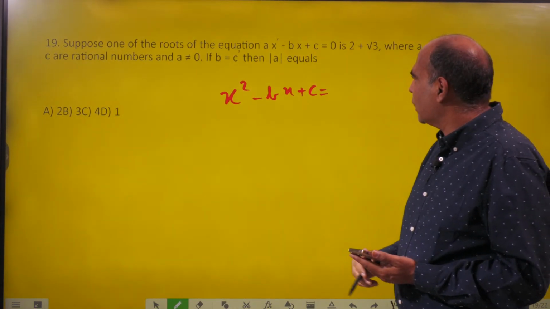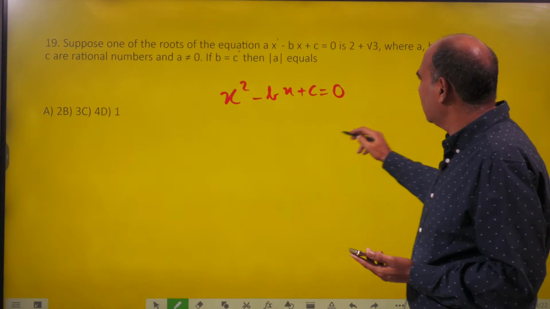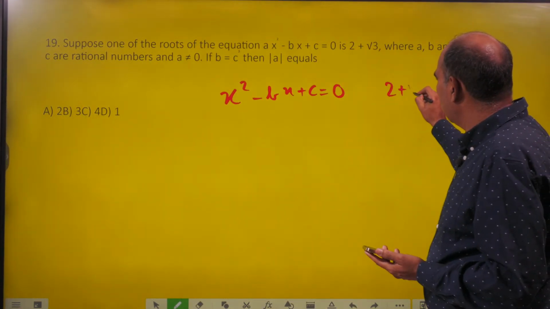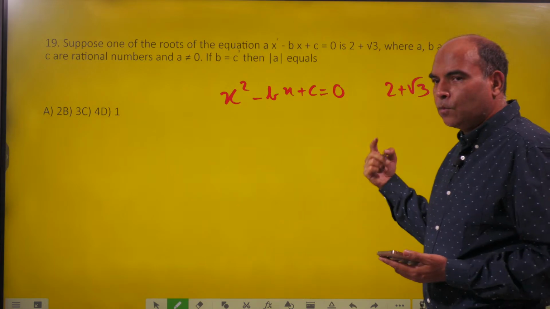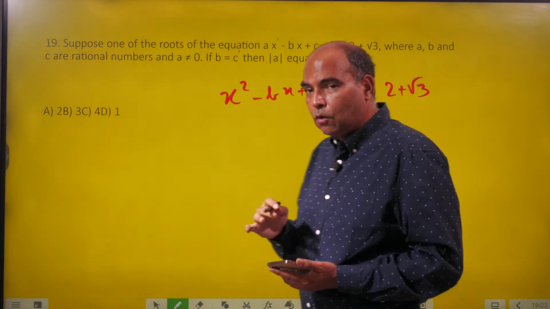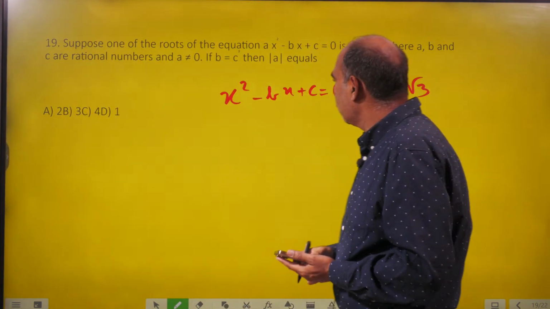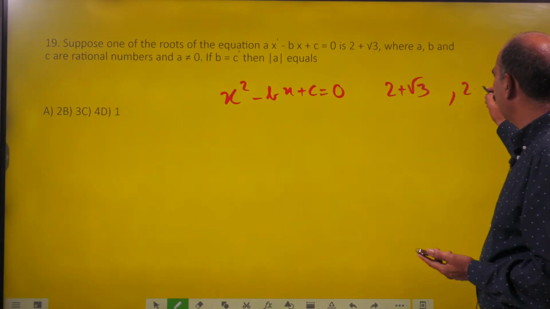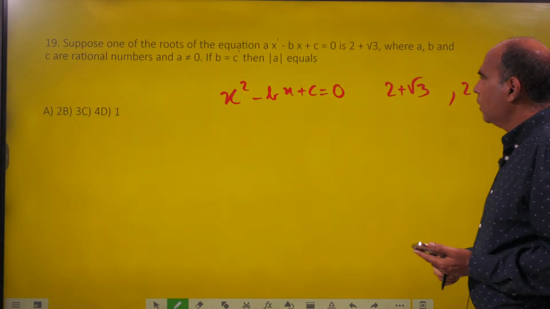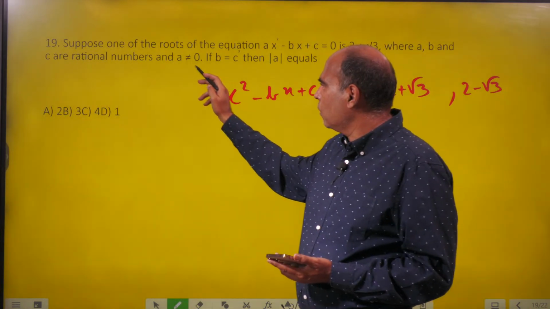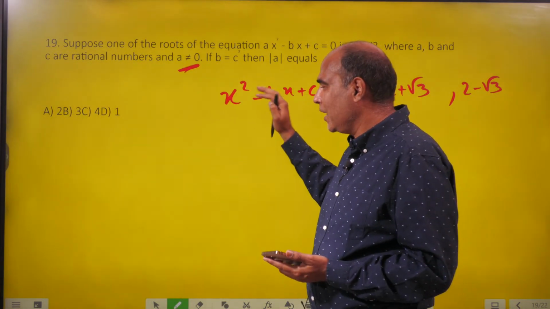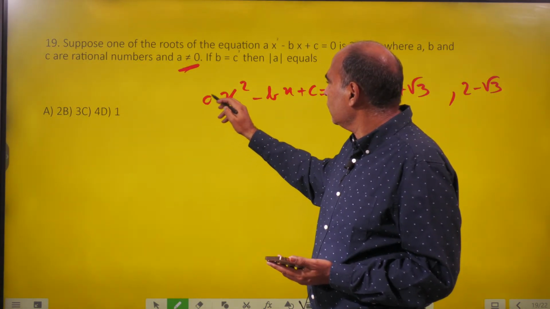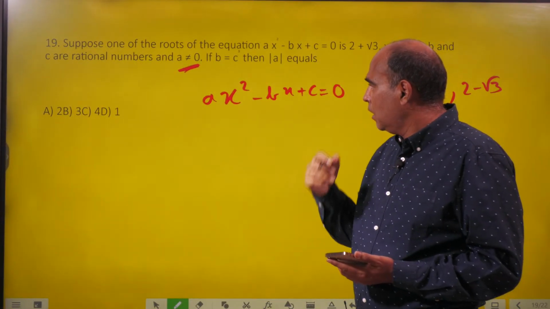equation ax squared minus bx plus c is 0 is 2 plus root 3. So when you get this, you know that they always come in conjugate pairs to each other. So if 2 plus root 3 is one of the roots, 2 minus root 3 is the other root. Where a, b, c are rational numbers and a not equal to 0. This is a standard way of writing that this is strictly a quadratic equation. This is ax squared minus bx plus c.